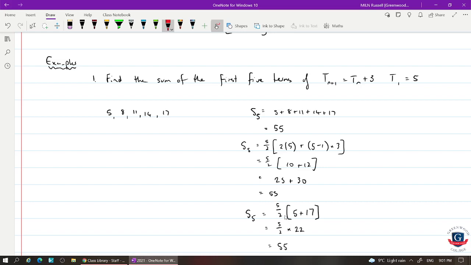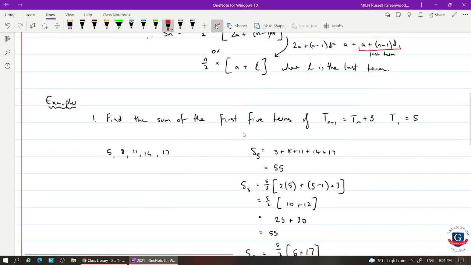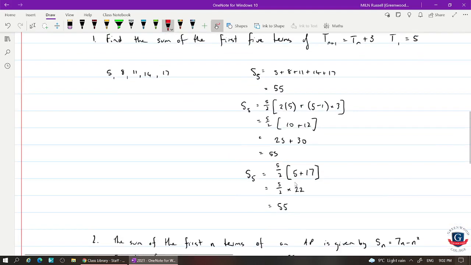I said earlier that we could work out the same answer by knowing the last term in our sequence. So we know the fifth term, which is the last term that we're looking for. If we take this equation here, n on 2 times the first term plus the last term, the first term is 5 and the last term, the fifth term, is 17. Add them together, times by 2.5, and again we get 55. Any which way will work depending on what information is given to us.